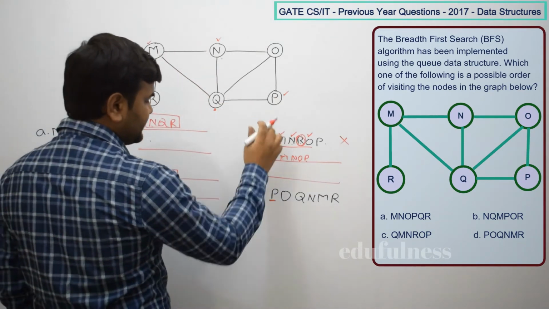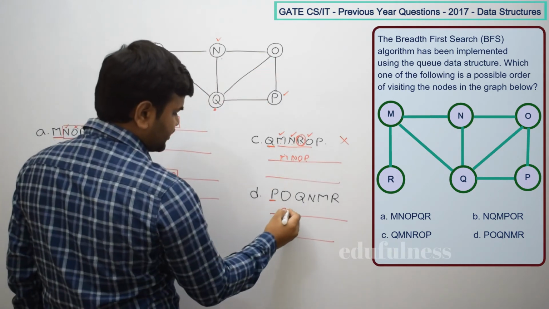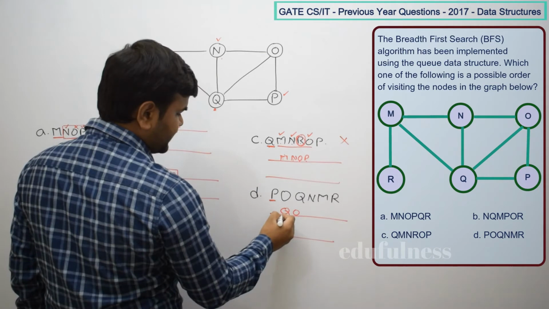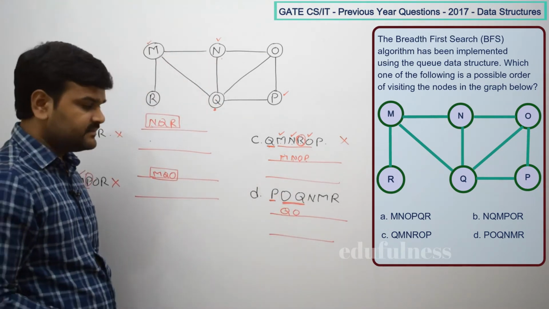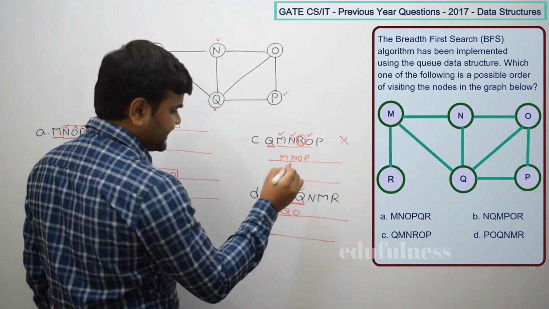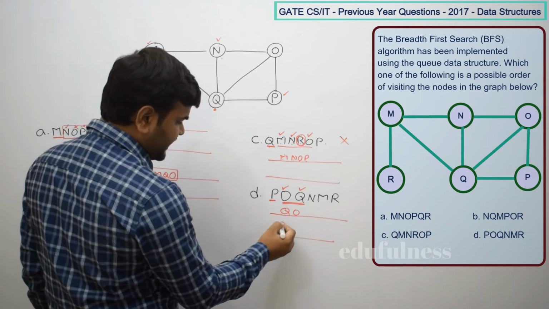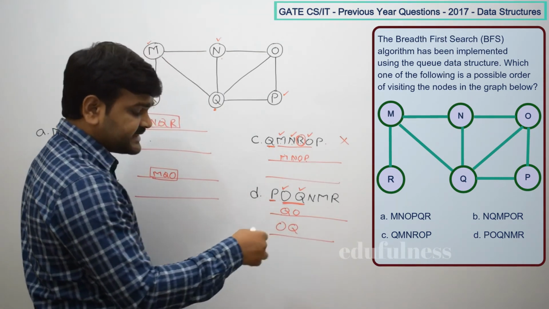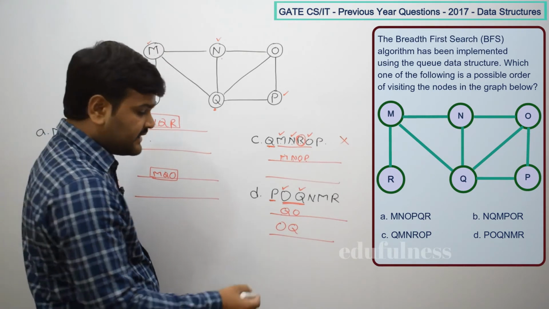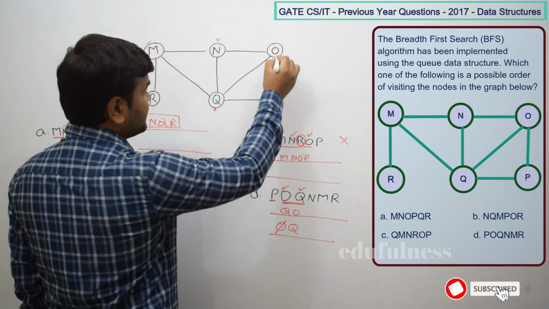For P, who are the adjacent vertices? Q and O. These two vertices may exist in any order as the next two vertices. So O is there, Q is there, fine. So after P, in the queue we have the order O, Q. That means after P, the vertex we are going to discover is O. That means you are at O now.